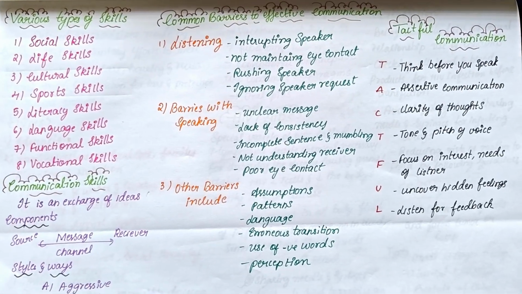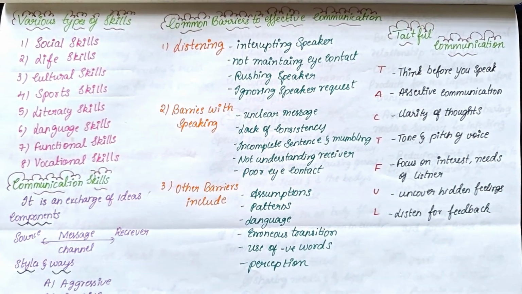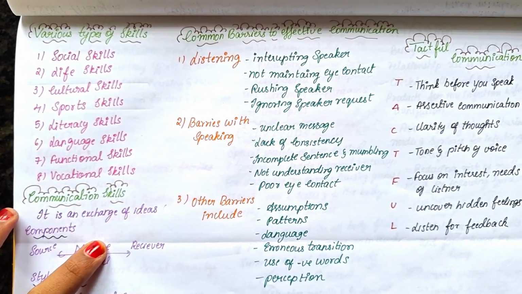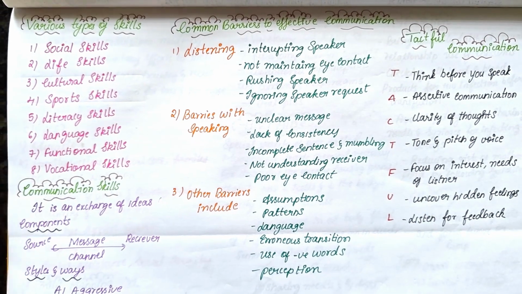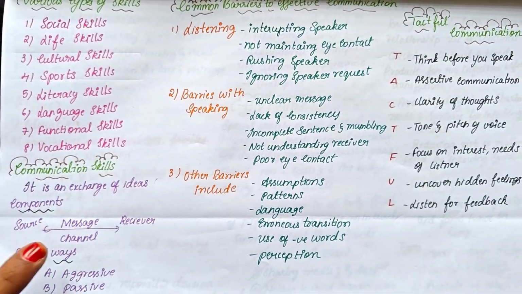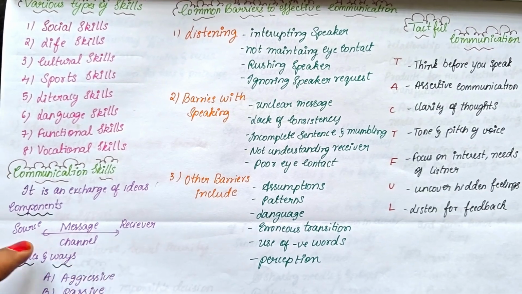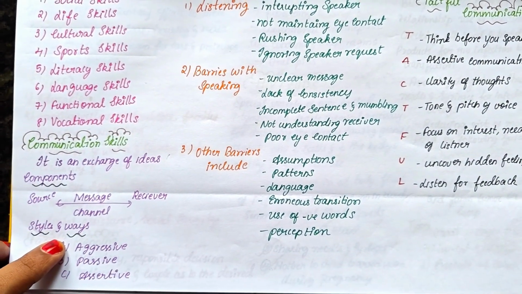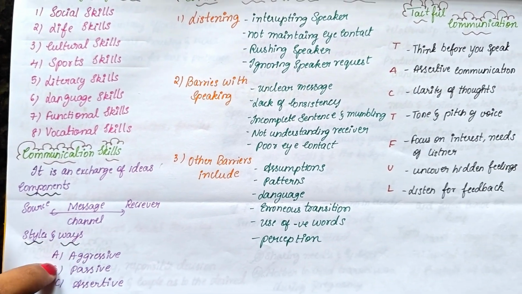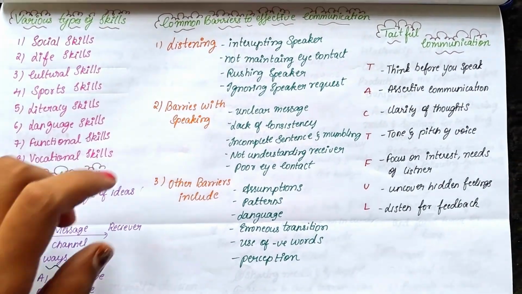So, what are the various types of skills? The various types of skills are social skills, life skills, cultural skills, sports skills, literacy skills, language skills, functional skills, and vocational skills. Next, we enter the topic of personality development through communication skills. Communication is the exchange of ideas. The components of communication are the source and the receiver. The source sends a message and it is received by the receiver. The styles are aggressive communication, passive communication, and assertive communication. I have discussed this in detail in the topic of communication. Go have a watch at that video.